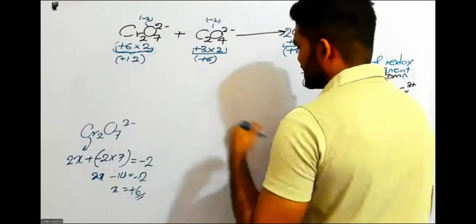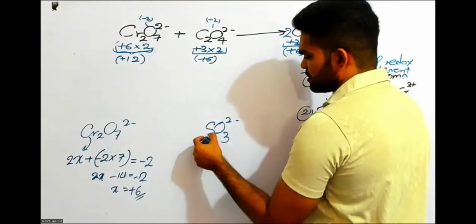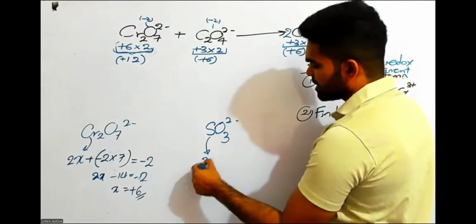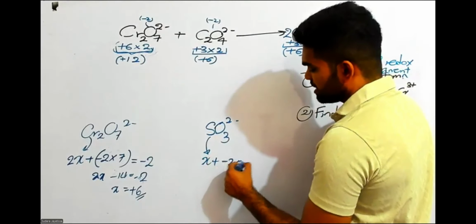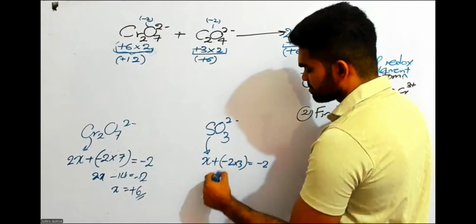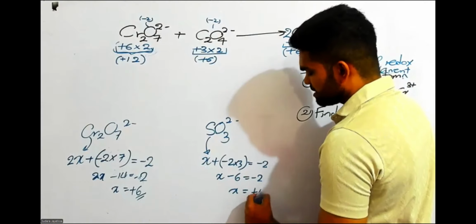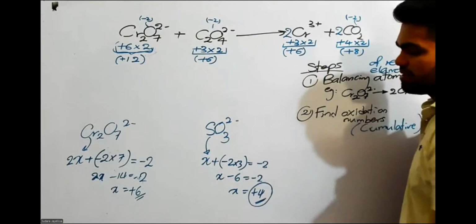Understood? So now if you take SO3 2-, here only one sulfur atom is there. So you're not going to find cumulative. So X plus -2 into 3 equals -2. X minus 6 equals -2. X equals +4. Understood? This is your oxidation number.